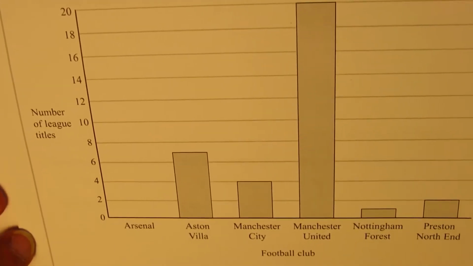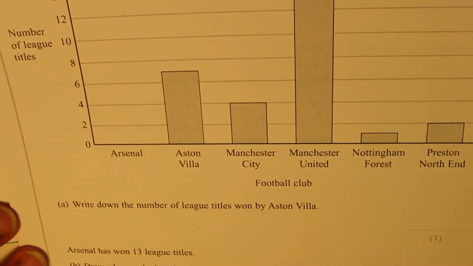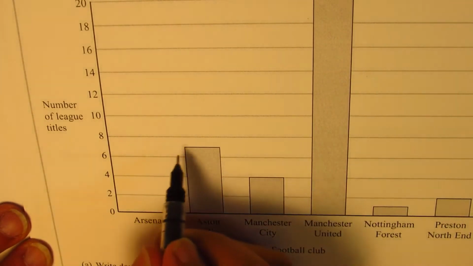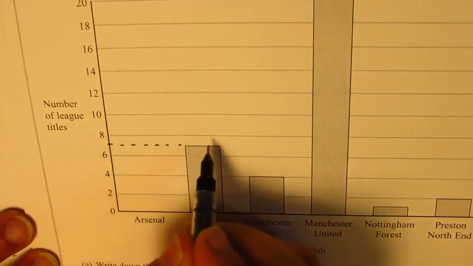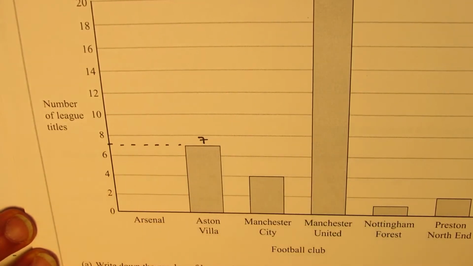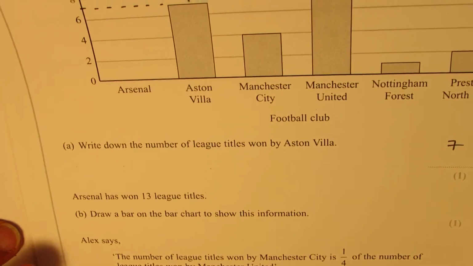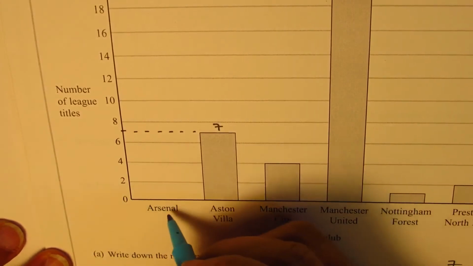Okay, so the very first one is write down the number of league titles won by Aston Villa. This is Aston Villa and that is the number of titles. It is a value between 6 and 8, so it is 7. So that is answer 7. Now we are given that Arsenal has won 13 league titles, so we have to show 13 here for Arsenal.